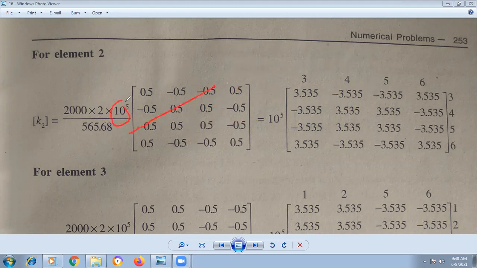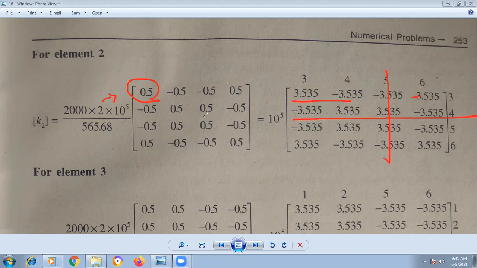So keep the common term outside the bracket, 10 raised to 5. 2000 into 2 divided by 565.68 will be 3.535. So when you multiply inside, you will get 3.535, whatever the common term, into 0.5. So you write the whole matrix.